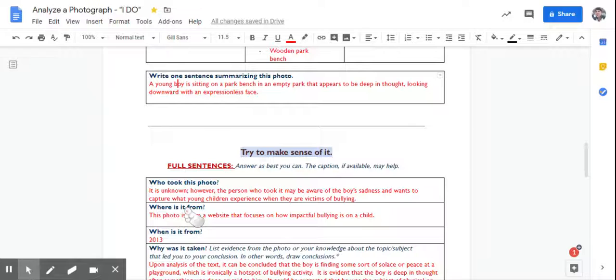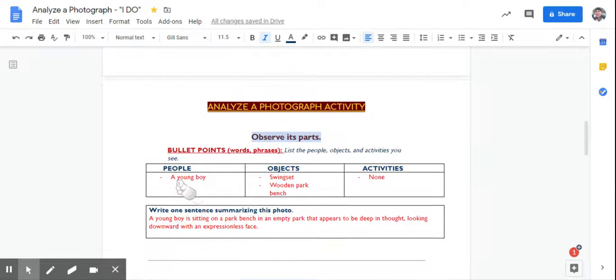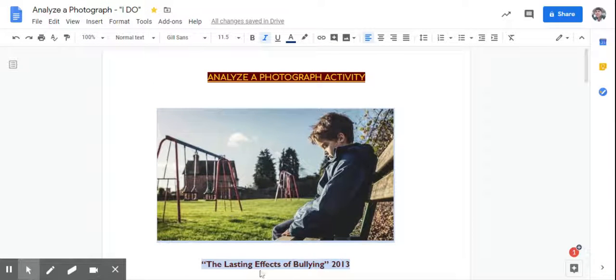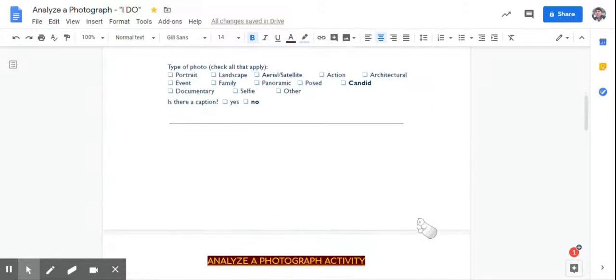All right, now we go to the last part. Try to make sense of it. This you're going to do in full sentences. Answer as best as you can. The caption, if available, may help. And we don't have a caption. So it's all going to come from our brains as well as prior knowledge. Okay, so we have a series of questions here in beginning to break down the components and elements of this photo, the lasting effects of bullying.